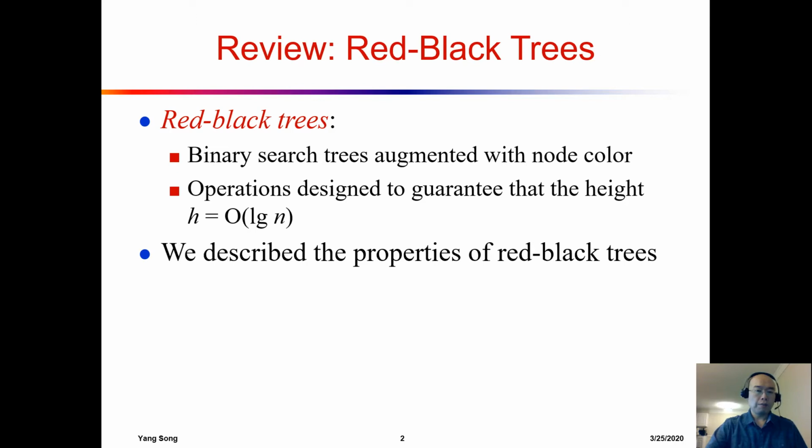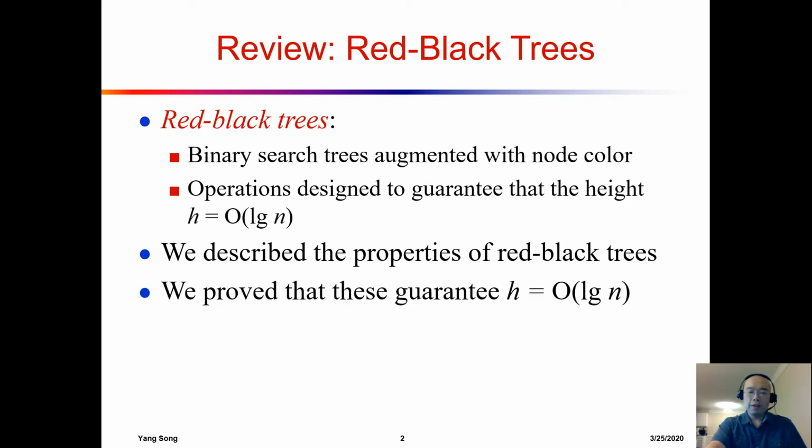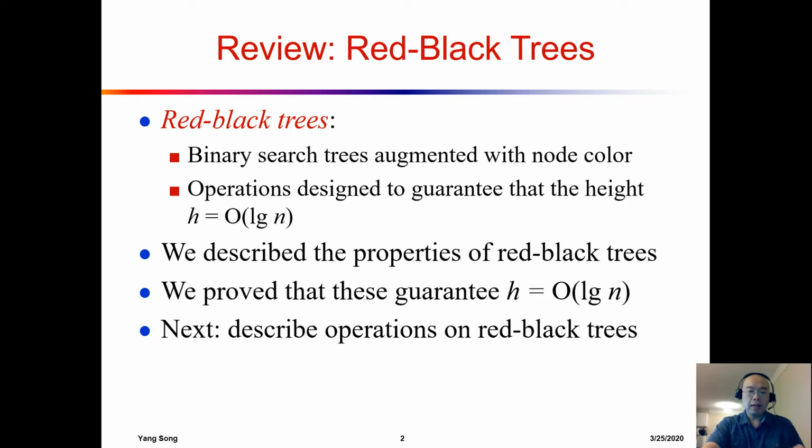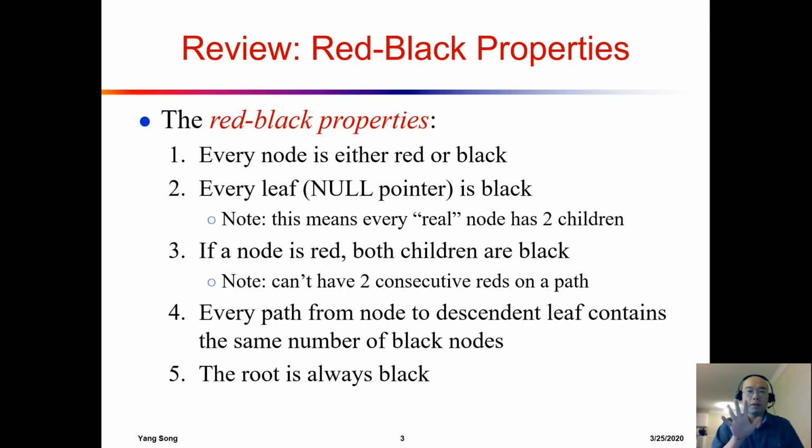So we have described the properties of the red-black tree, and we have proved that those properties guarantee that the height will be O(log n). The next thing, we will describe the operations of the red-black tree. Those are the five very important properties of a red-black tree.